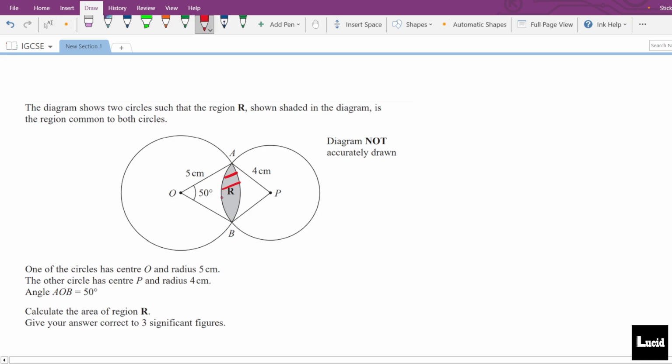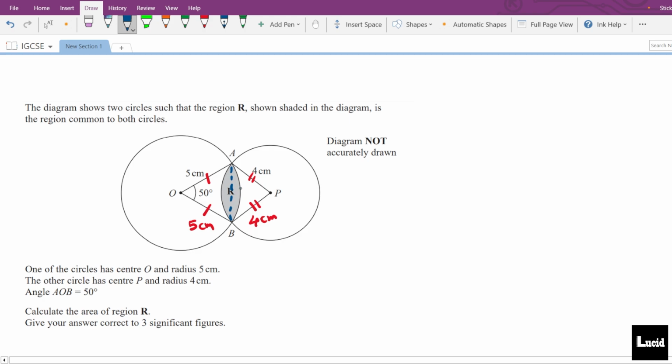Now let's see what data we can acquire from the diagram. OA and OB are equal because they are radii, so both of these sides are 5. AP and PB are equal, so both of these sides are 4. The AOB angle is also given. Let's complete this triangle by connecting A and B. Now you get the triangle AOB.